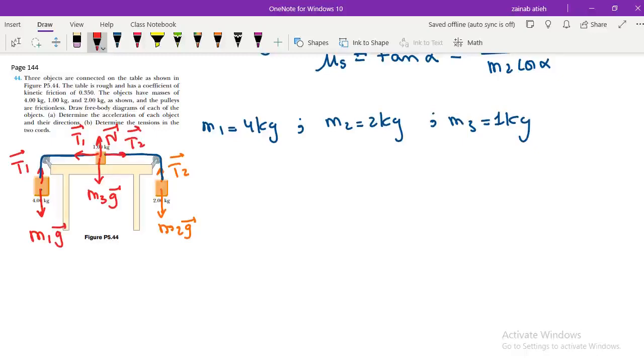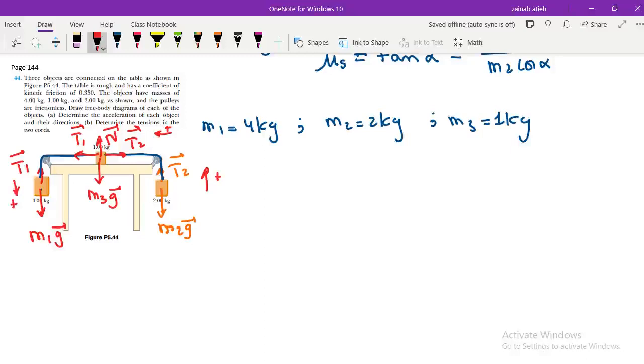Now, how do I draw the friction? For the shape that I have, it's obvious that the 4, or M1G, is greater than M2G, so the 4 will pull the 2 kilogram object, so all the system will move this way. The 2 kilogram object will move upward. This is the positive sense. The 4 kilogram will move downward. So this is the positive sense.